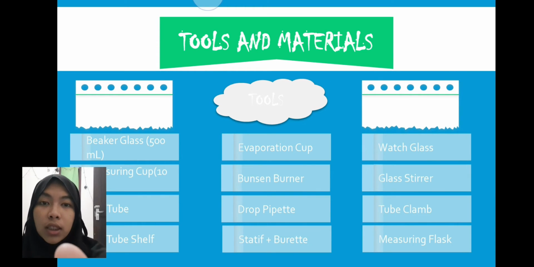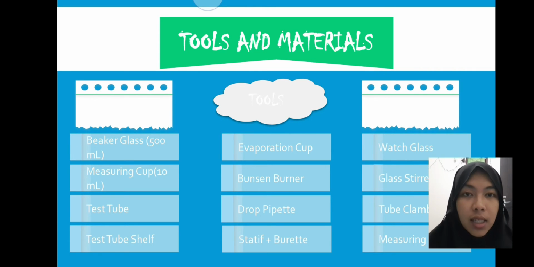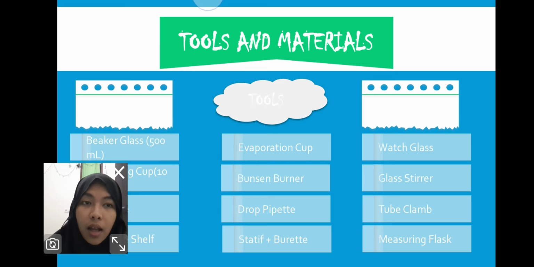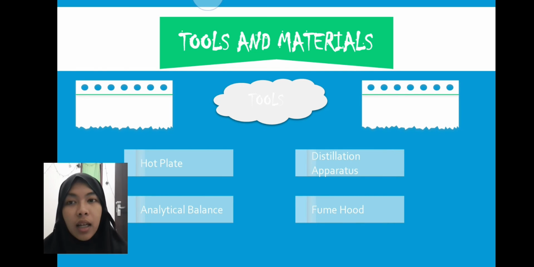Next, tools and materials. First, the general tools: beaker glass, measuring glass, test tube shelf, evaporation cup, Bunsen burner, drop pipette, stative and burette, watch glass, glass stirrer, test tube clamp, measuring flask. And the second category: hot plate, analytical balance, distillation apparatus, and foam hut.